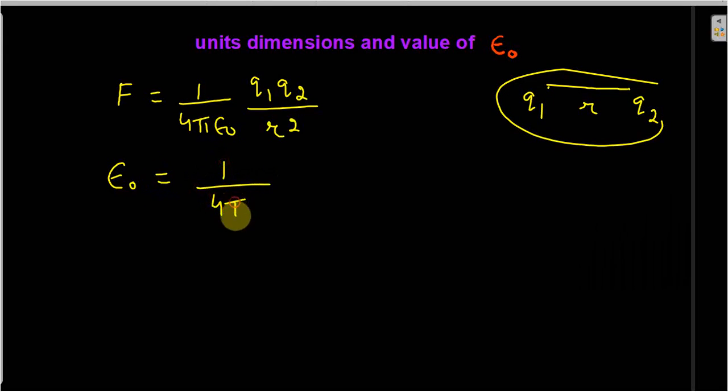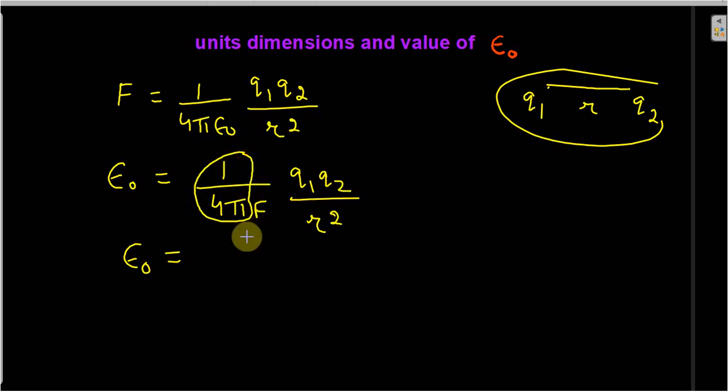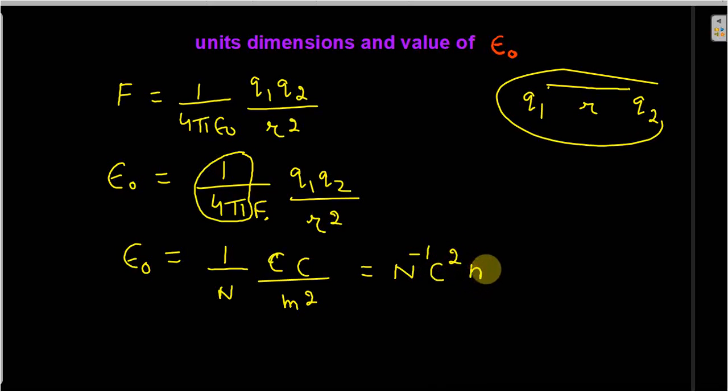So epsilon naught is 1 by 4 pi F, Q1 Q2 by R square. As we know, 1 by 4 pi is constant, 4 is constant, pi is constant. So what is the SI unit of force? That is Newton. For charge, that is Coulomb. Two charges are there, so Coulomb square will come, and R is the distance, so meter square. So the SI unit is Coulomb square per Newton per meter square. This is the SI unit for absolute permittivity of the medium.